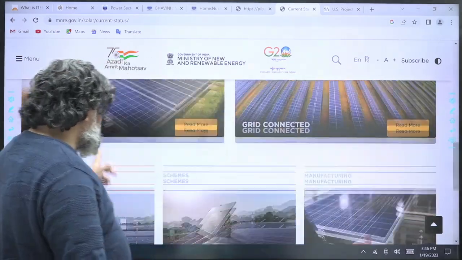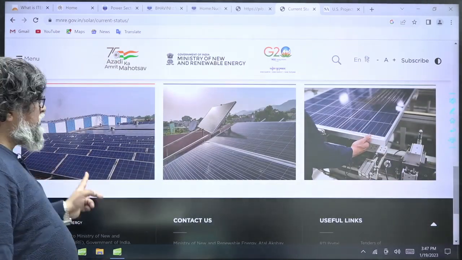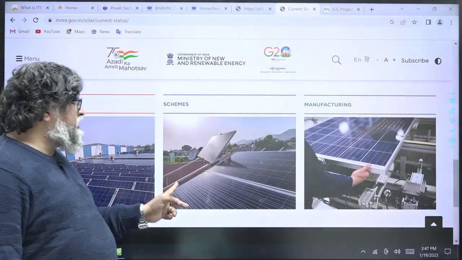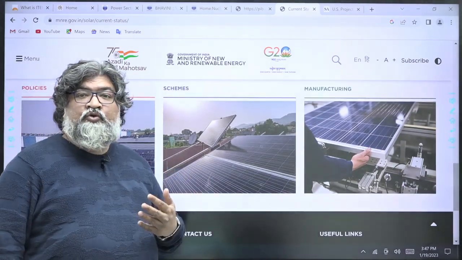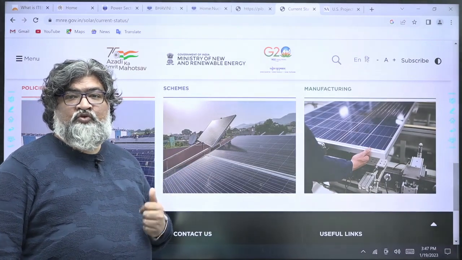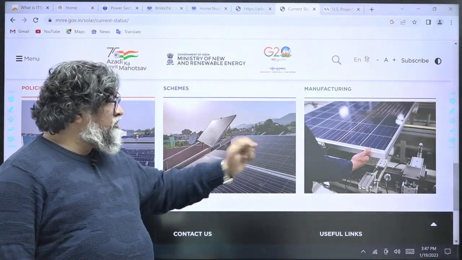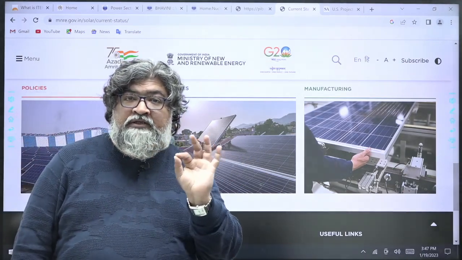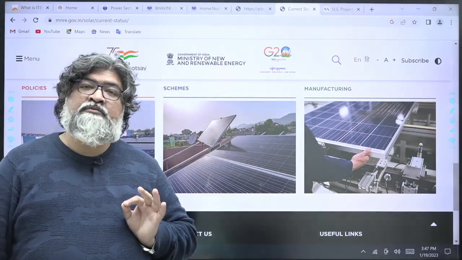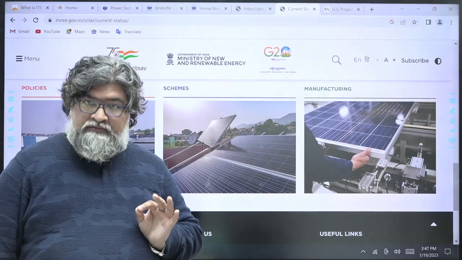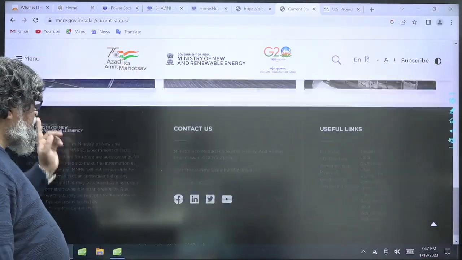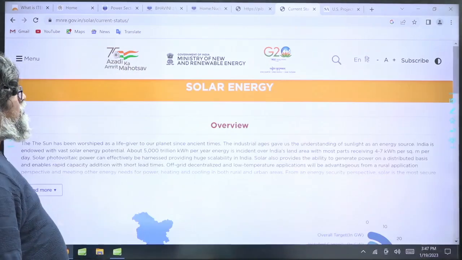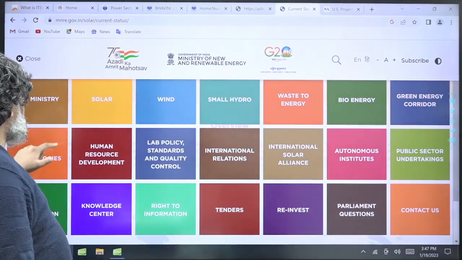So you have here, then again, manufacturing schemes, policies, schemes. Now you know solar water heater, solar lighting system, all this you find here. Even now we have expanded into manufacturing of the components and parts of solar technology in India, right? So here you find that. So now what I'll do is go to the part of wind.